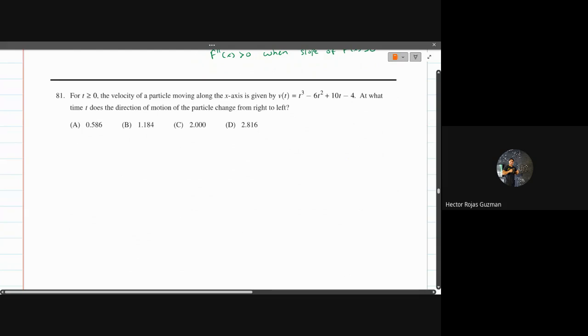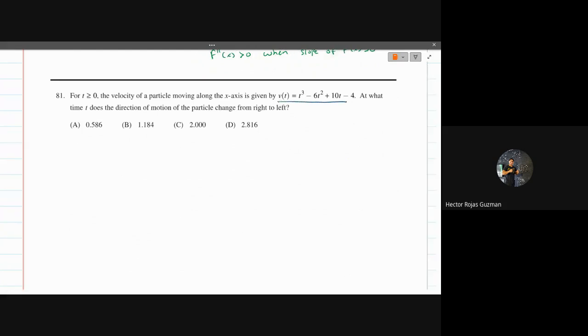Okay, let's see. I see velocity. When does the direction change from right to left? Okay, very similar question to the previous one. I'm given velocity, and I want to figure out when does velocity change from positive to negative. That's what right to left means.